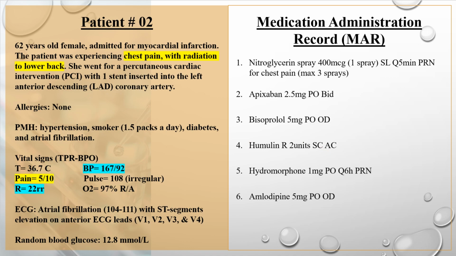Now, which medication is going to have a primary effect on the chest pain with radiation to a lower back? So which medication is going to decrease that? And it's going to have a secondary effect on the blood pressure and the respiratory rate. You can pause the video and I'll show you the answer shortly.